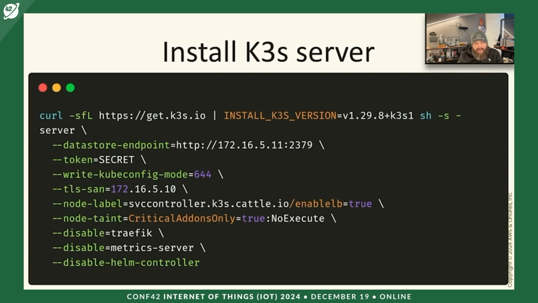Let's install the K3s server. So here's the command. We're going to curl and install version 1.29. I will define the endpoints. The TLS SAN will label the nodes. What's the service controller? What's the node taint? And we will disable traffic, metrics, and health controller. As you can see, we are already disabling monitoring things.